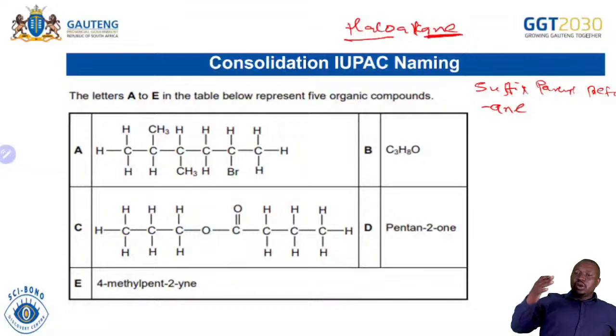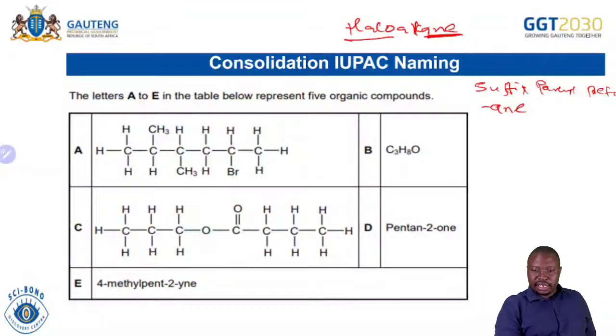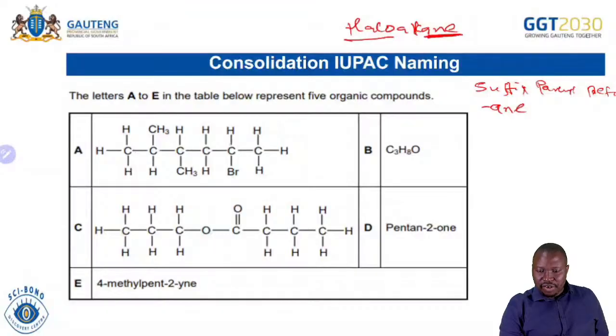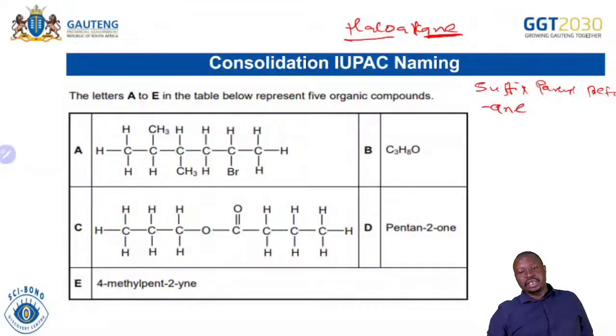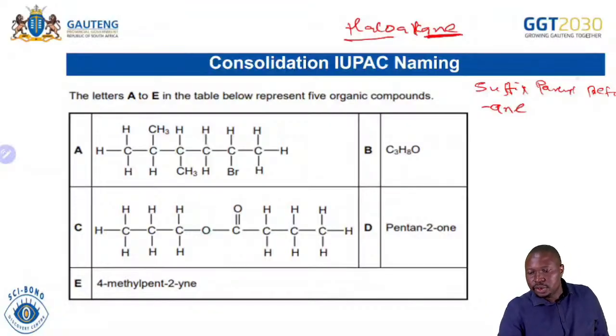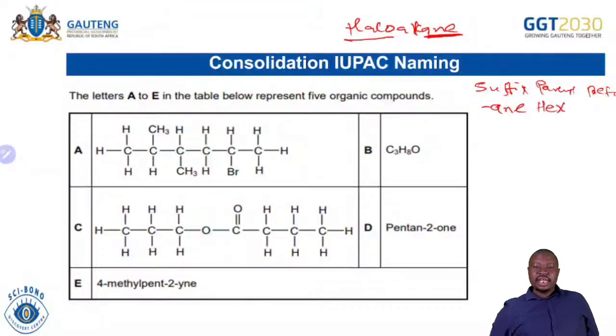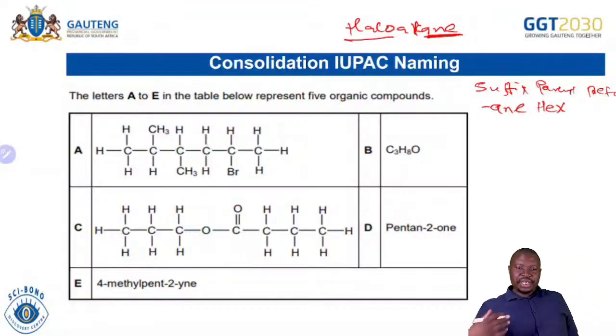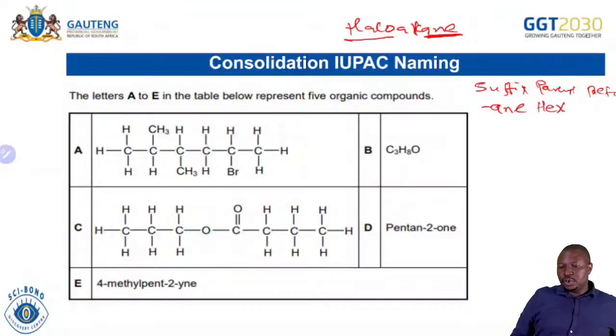The parent is the longest carbon chain. So we are going to count the number of carbons: 1, 2, 3, 4, 5, 6. You check all the options, but I think here the longest carbon chain has 6 carbons. So 6 is hex. The prefix now is your bromo, your chloro, your methyl, your ethyl. So now let's look.